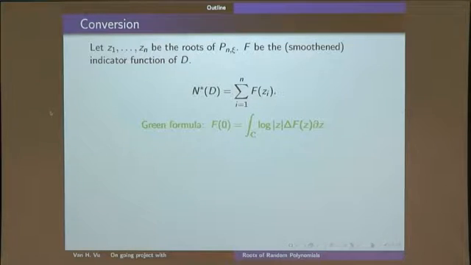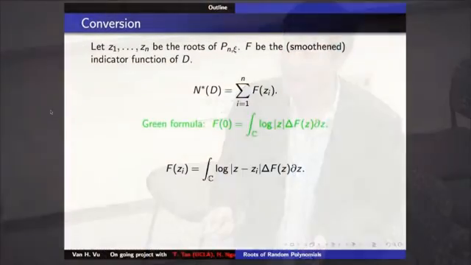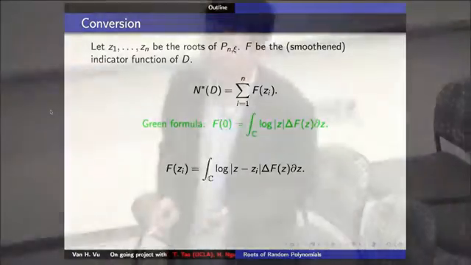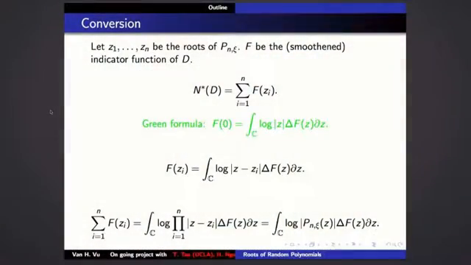f can be written in this way, right? So this is something that we actually learned in calculus. But now we just plug it in and shift everything, right? So f(z_i) should be log of z minus z_i times the Laplacian. And when we sum up the right-hand side, then basically we sum up the log.